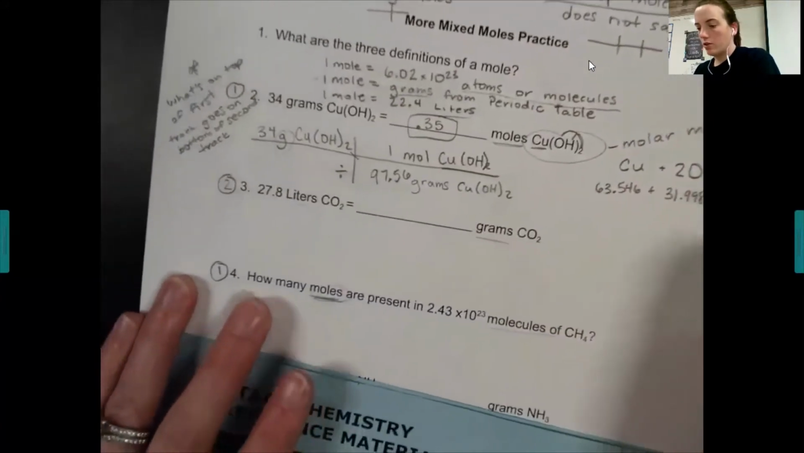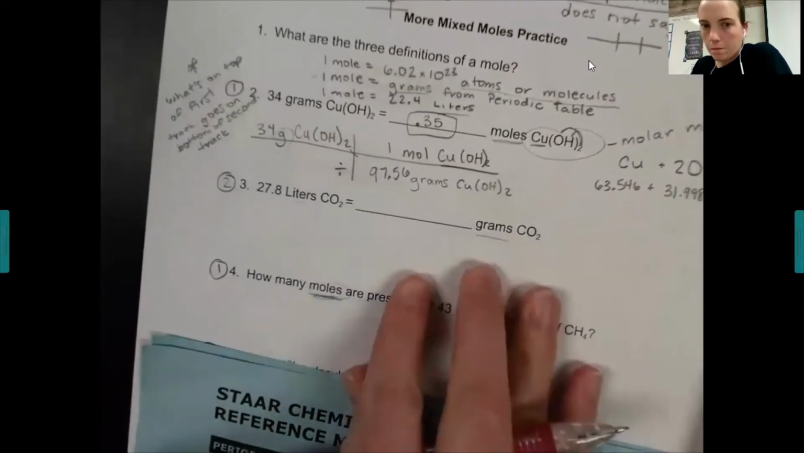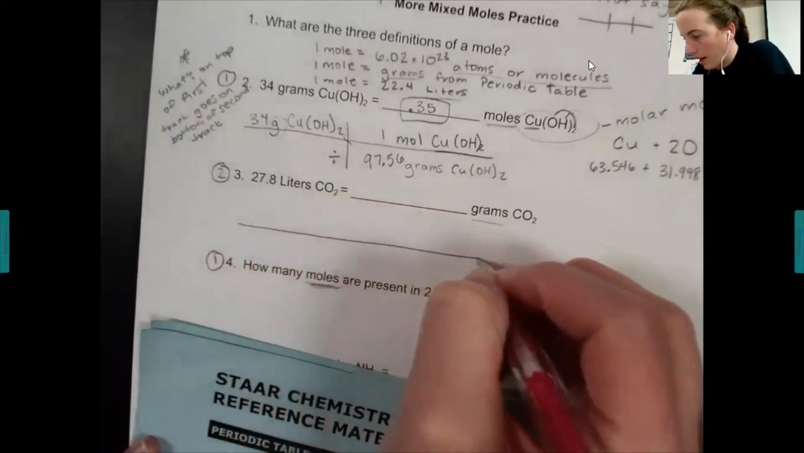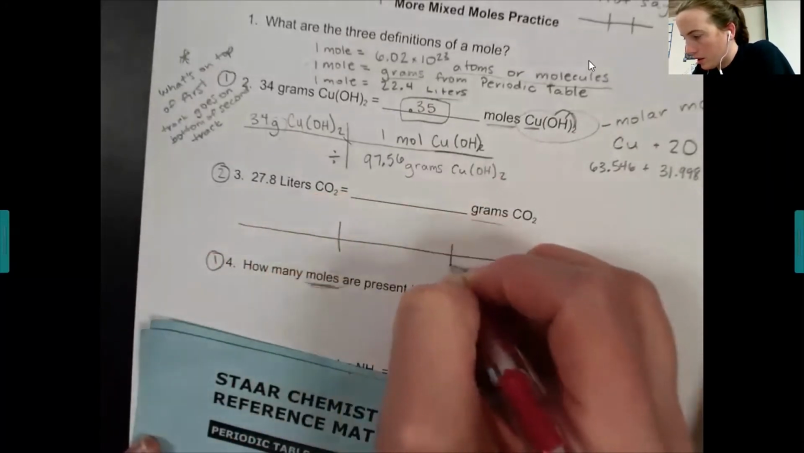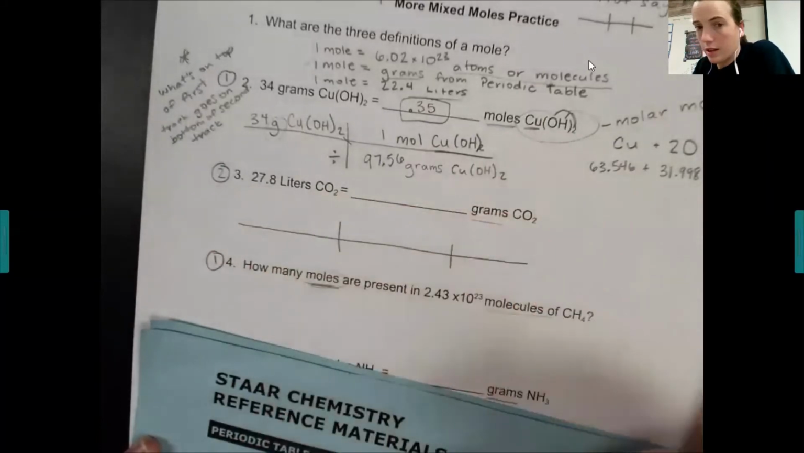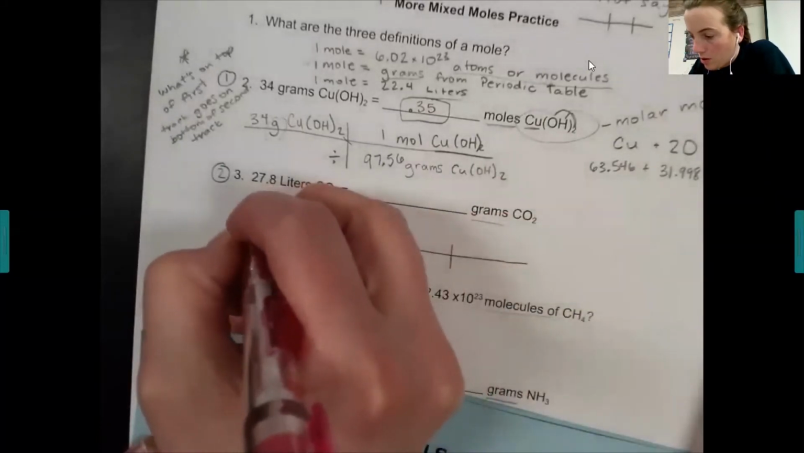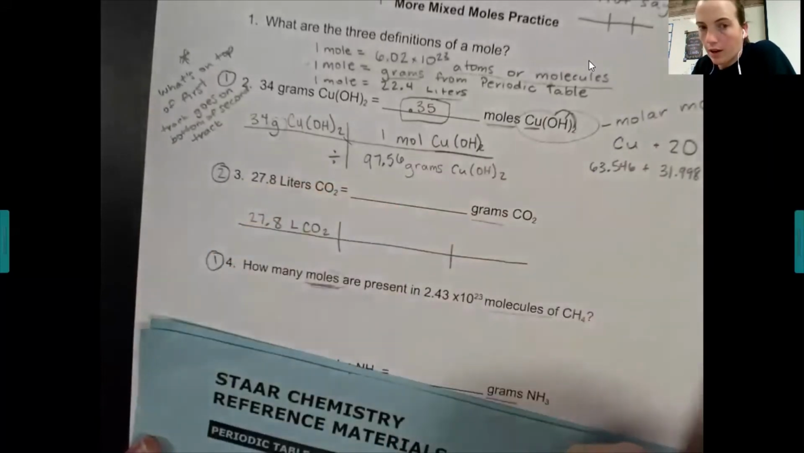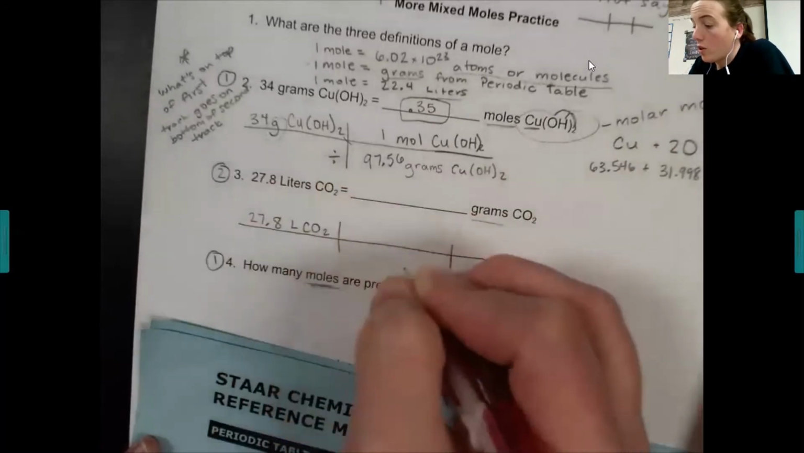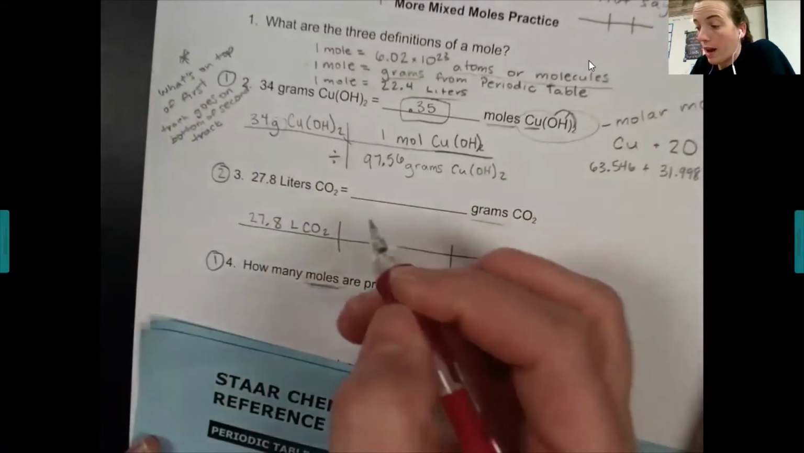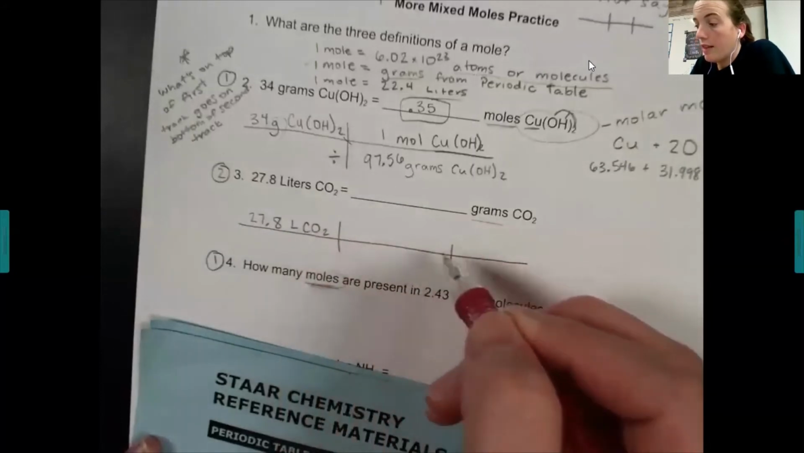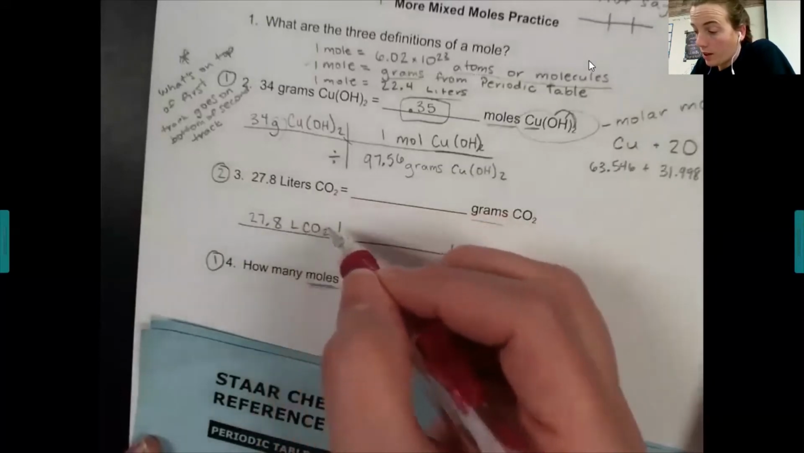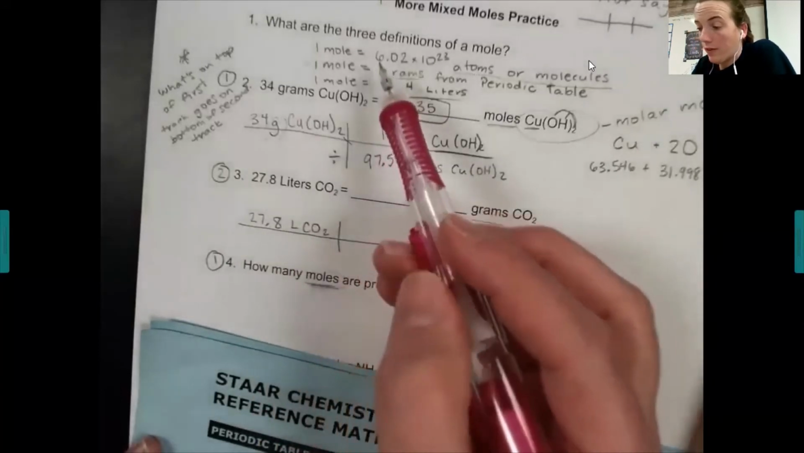All right, so let's do number 2. Okay, it's a 2-step problem, so we know we're going to have 2 train tracks. And again, it's 2-step because it doesn't say moles. We start with what we're given, 27.8 liters of carbon dioxide. When it's a 2-step problem, we have to first convert it to moles and then convert it to what we need.